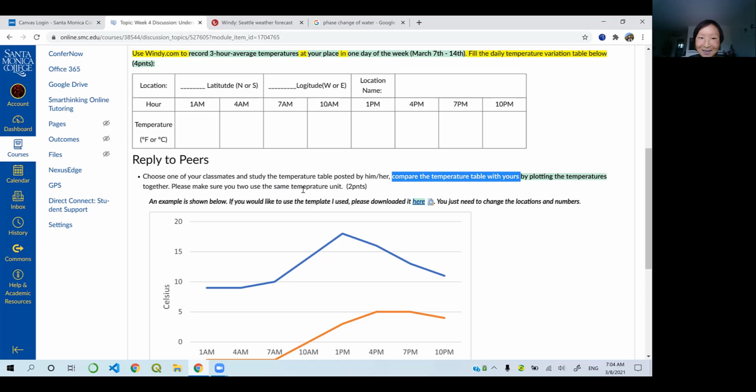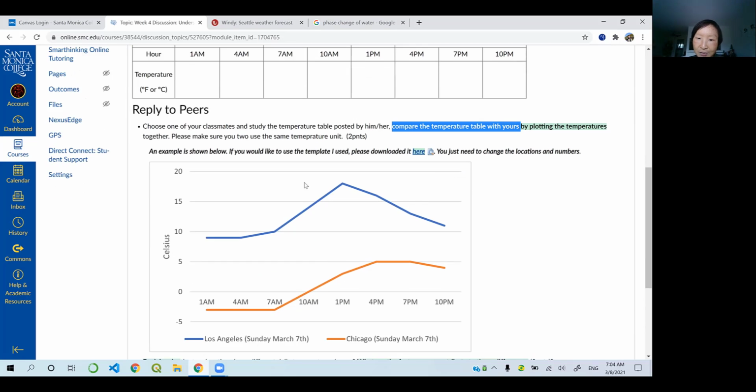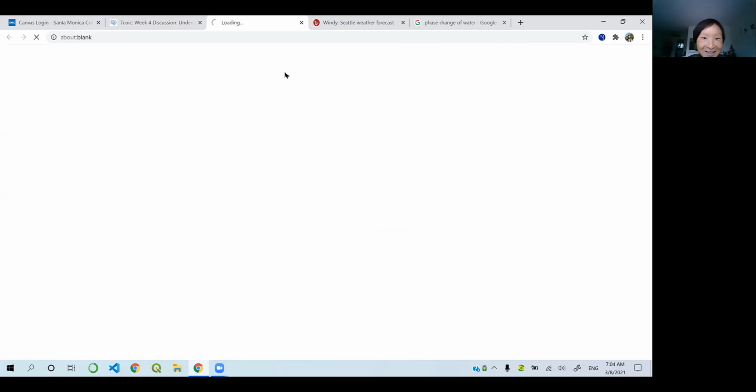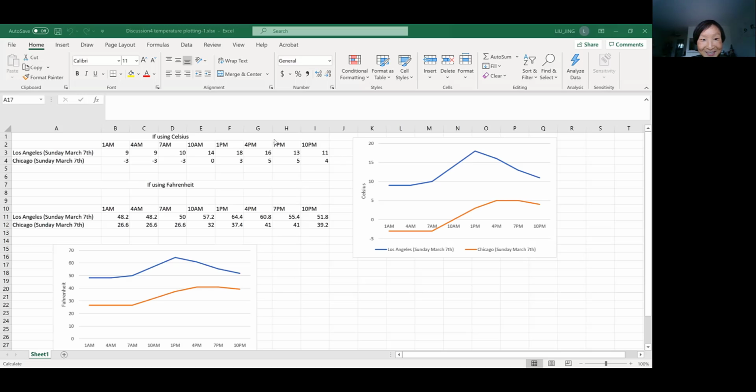You can compare, right? So if you don't know how to, you can basically manually draw. But if you want to plot a very nice picture like this one, you're more than welcome to use my template. That is Excel. So you download it here. So this is your template. You can change that if you want to use Celsius. You can change that here.